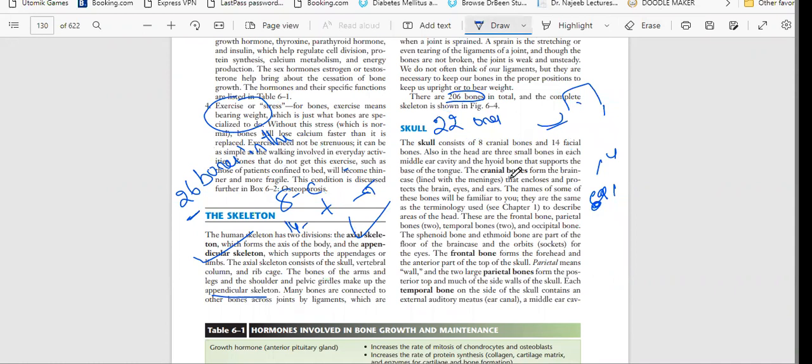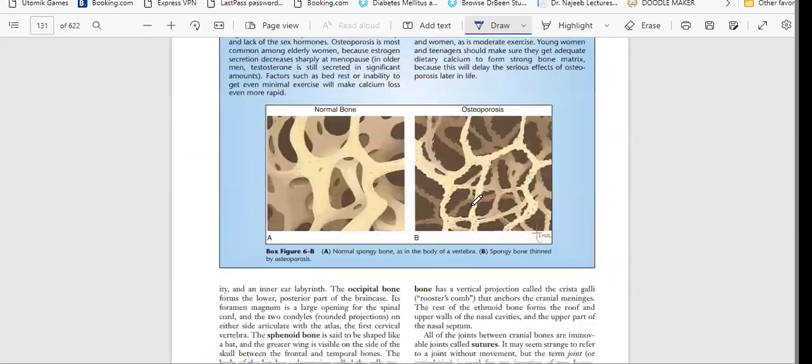The cranial bones. First we will talk about cranial bones. They form the brain case, lined with the meninges, that enclose and protect the brain, eyes and ears. The names of some of these bones will be familiar too. They are the same as the terminology used to describe areas of the head. So basically, what do cranial bones do?